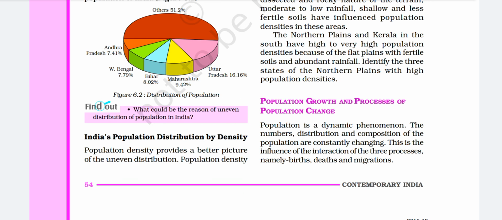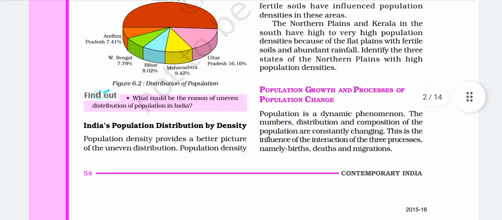The next topic is population growth and the processes of population change. Population is a dynamic phenomenon. The number, distribution, and composition of the population are constantly changing. Means the people may increase or decrease because of many reasons like epidemics. Distribution may also change, and the composition means their gender. Maybe there are more males than females, or more females than males in the country, or this is the influence of the interaction of the three processes.